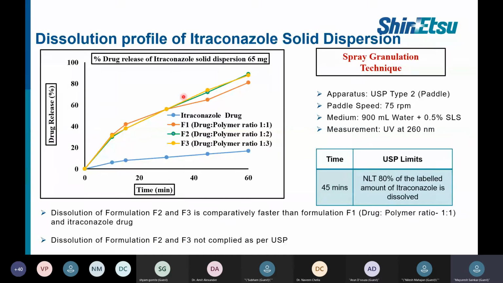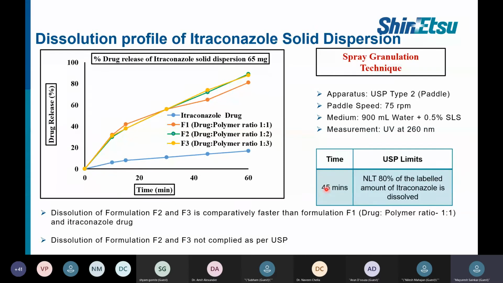Even with 1:1 it has increased, but afterwards there was a slight lag time, or slight delay, which could not take it to complete dissolution. So we can conclude that 1:2 or 1:3 were the suitable drug polymer compositions for this formulation, and they also complied with the USP specification, which specifies that after 45 minutes, drug release should not be less than 80% of the itraconazole. So that's how we can conclude this simple study.